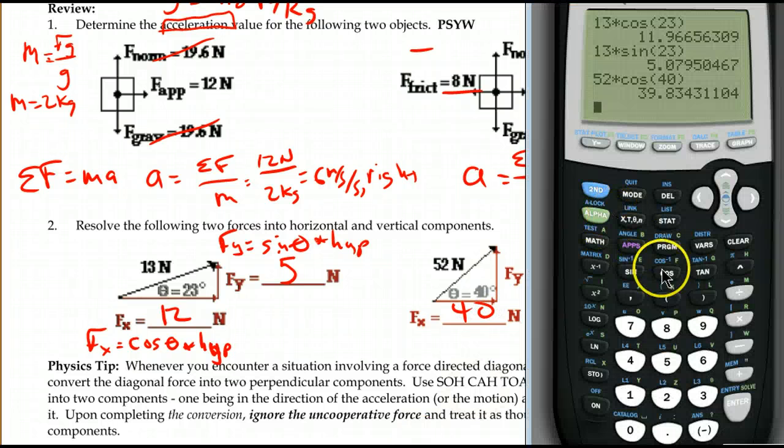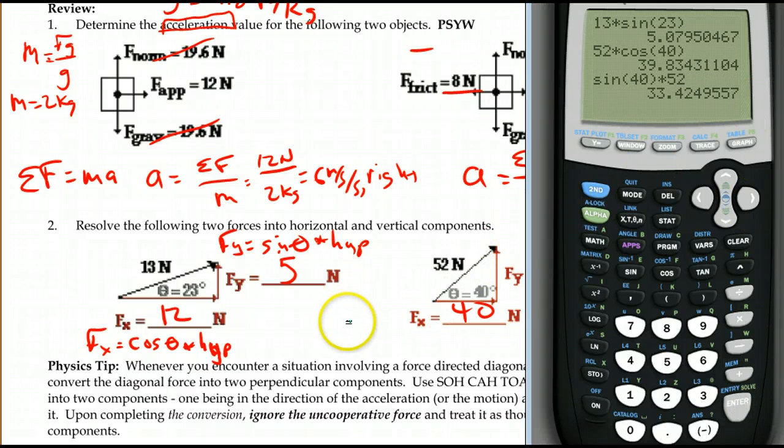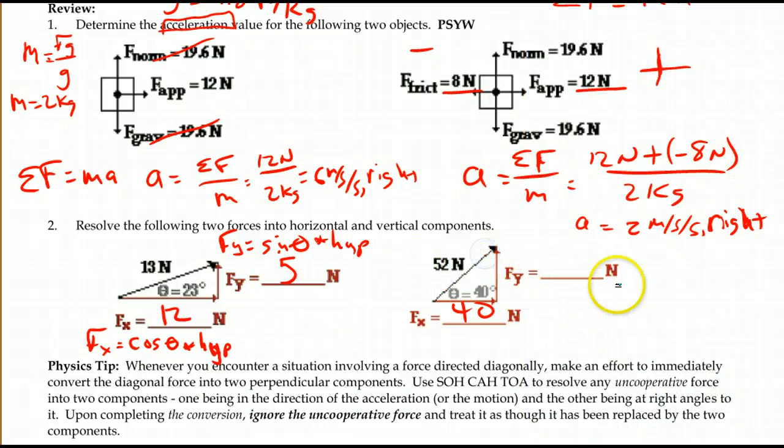And then I'm going to take the sine of 40, the angle, and make sure I close the parentheses there and multiply by the 52 newtons of force. I get 33.4. Two significant figures, that's going to round down to 33. So I have 33 newtons this way. Close to a 3, 4, 5 triangle. Essentially it is a 3, 4, 5 triangle. Just a little bit off.